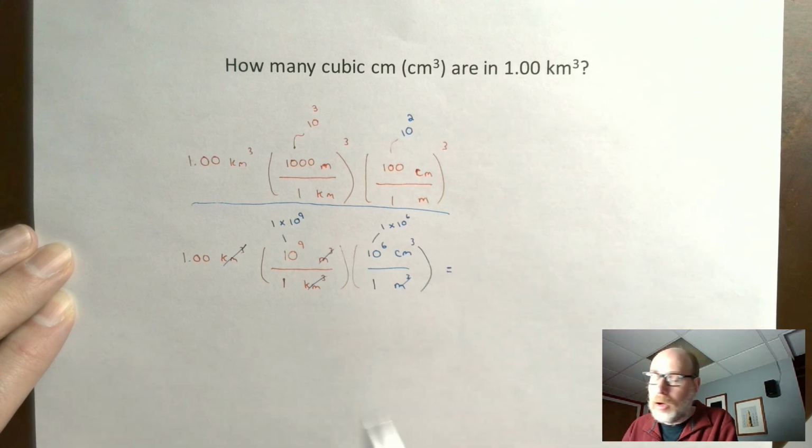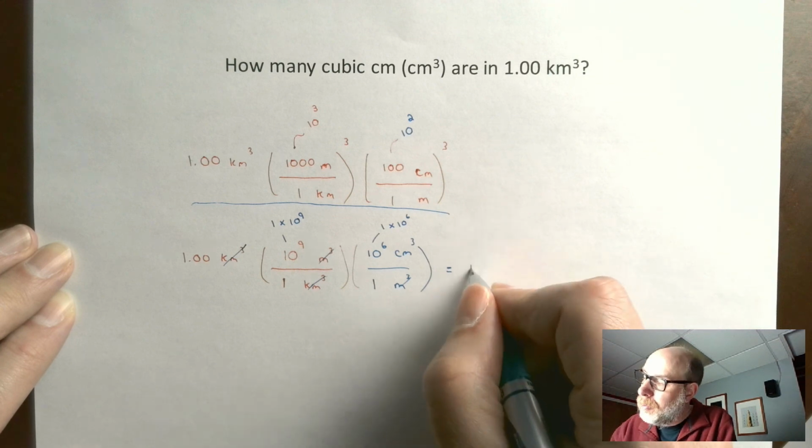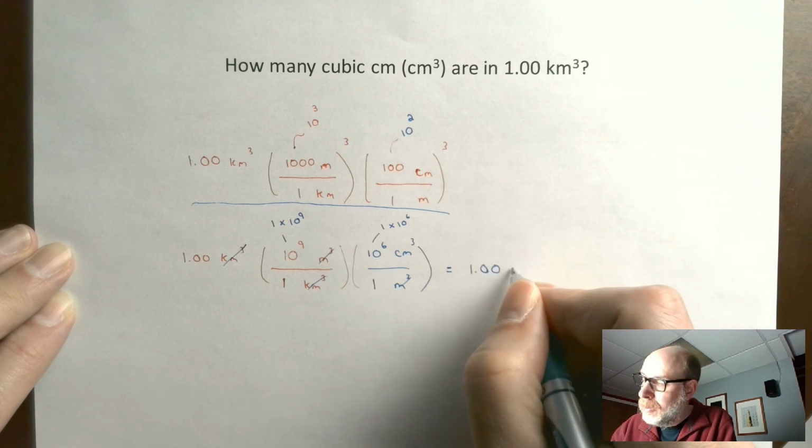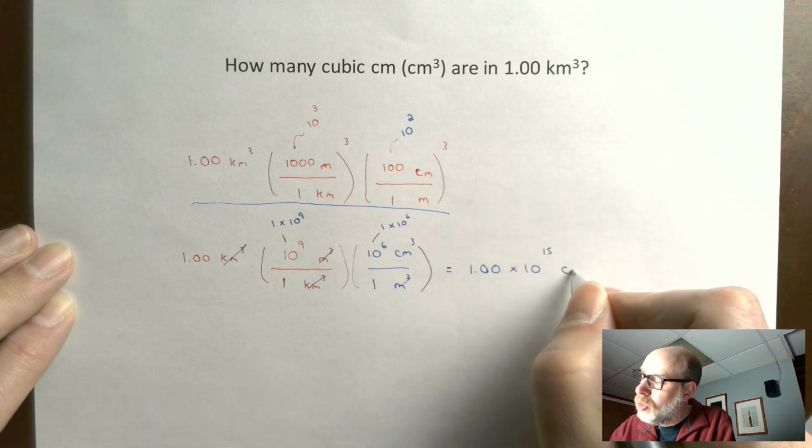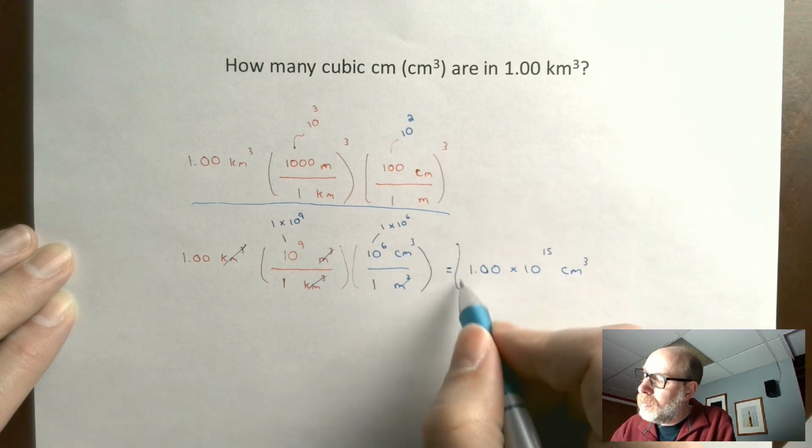And when you punch that all into your calculator, everything in the bottom is going to be a 1. You're going to end up with 1 times 10 to the 15th, and that's going to be cubic centimeters.